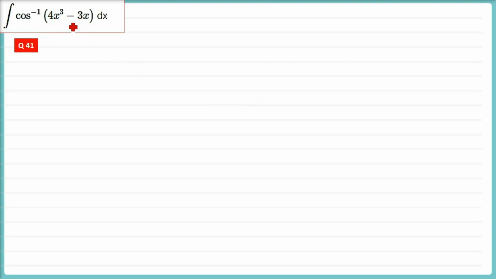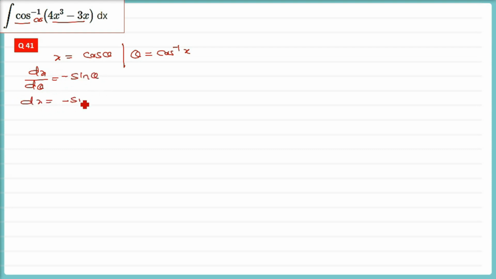In the previous questions, I told you that there will be a formula of cos 3 theta and sin 3 theta. So we have here cos inverse of 4x cube minus 3x. That means, in order to get rid of this inverse, we need something inside. I know, and some of you might also be aware, that this is simply a formula of cos 3 theta. If you place x equals cos theta, that means theta equals cos inverse x. When you differentiate this, dx by d theta will give you minus sine theta. That means dx will be equal to negative sine theta d theta.